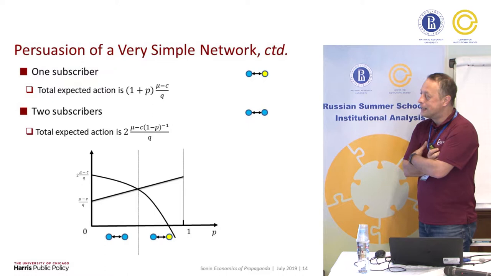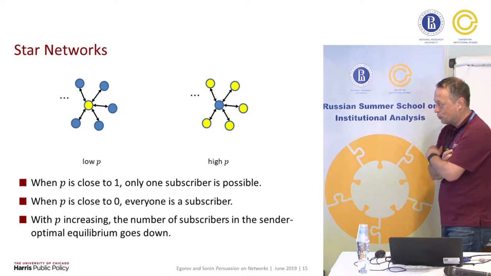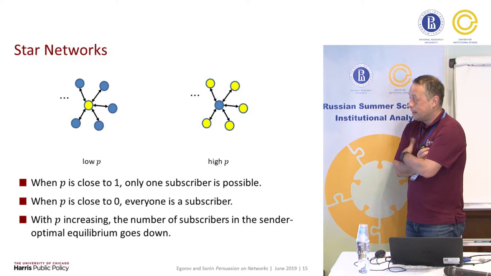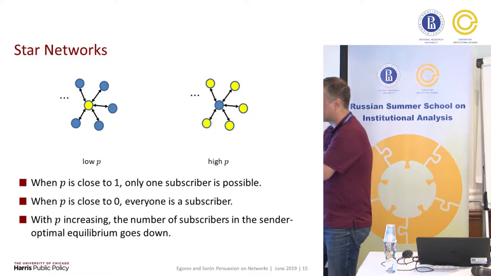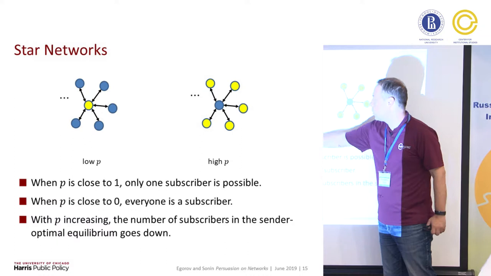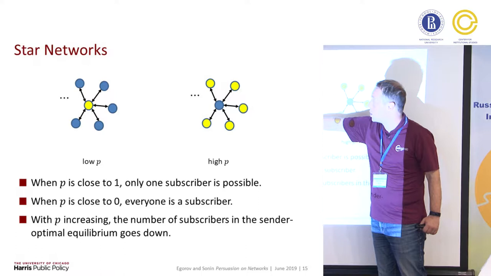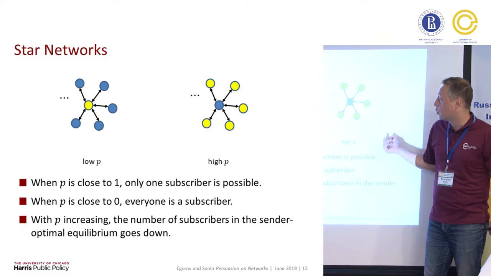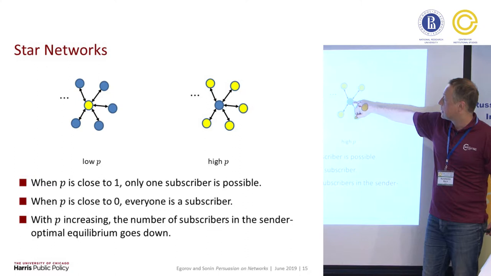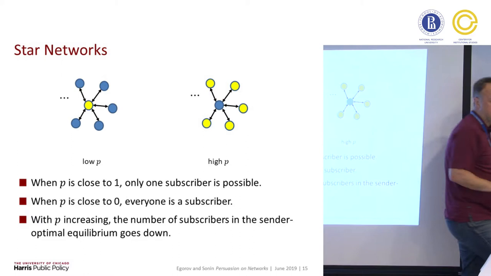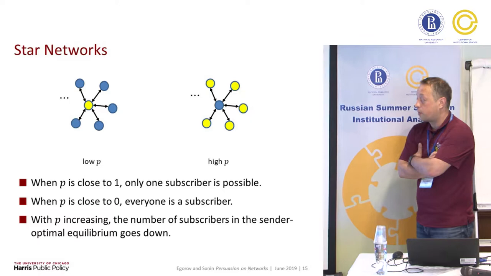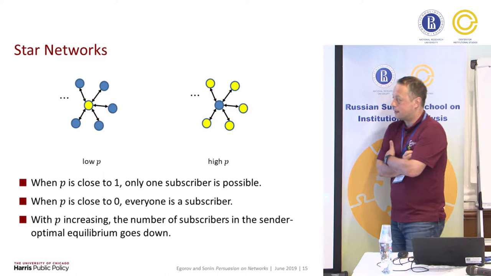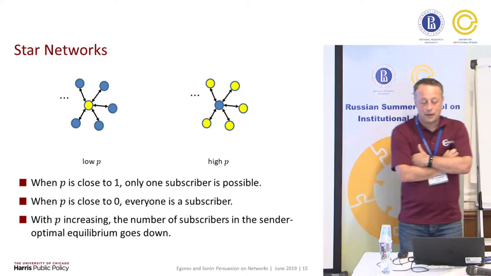But extend this logic, these formulas, to the following networks. These are two-star networks. And it appears that when P is low, not necessarily close to zero, just less than say about one half, then this is the sender optimal subscription structure: every peripheral agent in a star network is a subscriber, and the centrally connected agent is not a subscriber. And vice versa, when P is close to one, then the optimal equilibrium is that the central agent is a subscriber and others are not subscribers. And I think this is already theoretically interesting, because in a lot of writing about propaganda or advertising, people think about influencers. They will look at a social network, single out the centrally connected individuals, and think that it's important to feed propaganda to them.